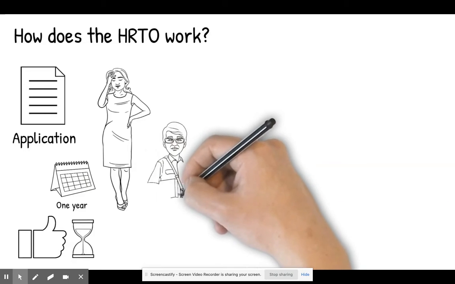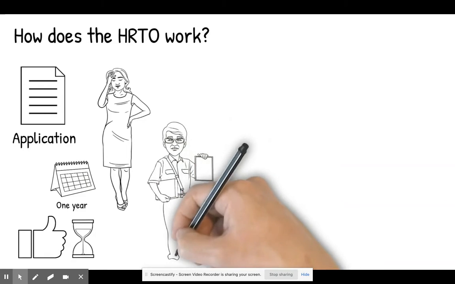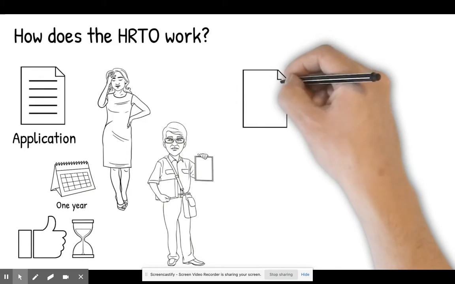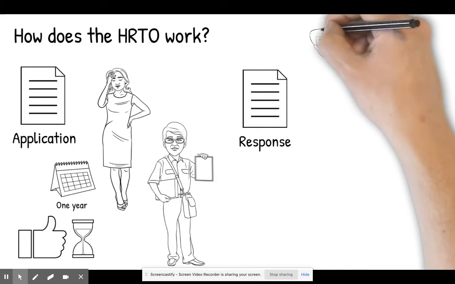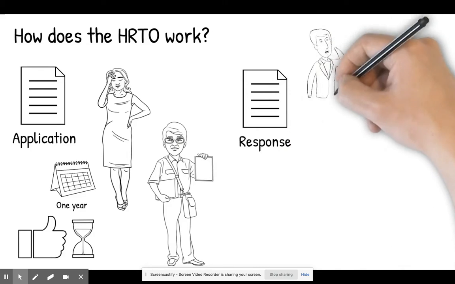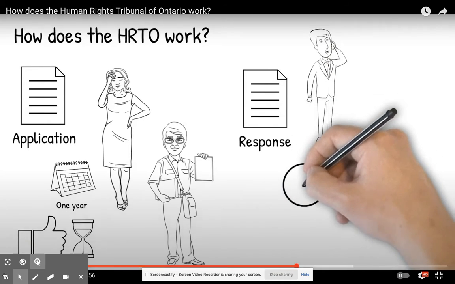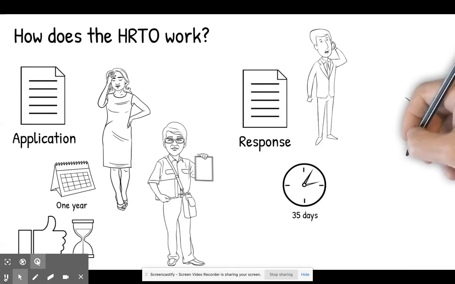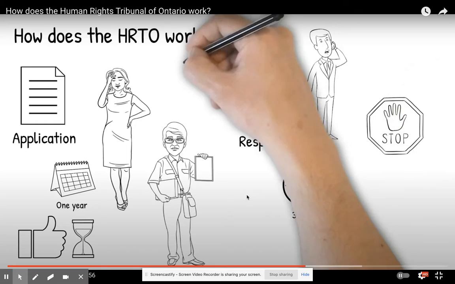The HRTO will provide a copy of the application to the respondent after it is satisfied that the application has been completed correctly. The respondent must then fill out a court form called a response and then give it to the HRTO. If you've received an application and notice of application directing you to file a response, that means an applicant has claimed that you have discriminated against him or her, and you will have 35 days to file a response to the allegations against you, be given an opportunity to participate further in the process.